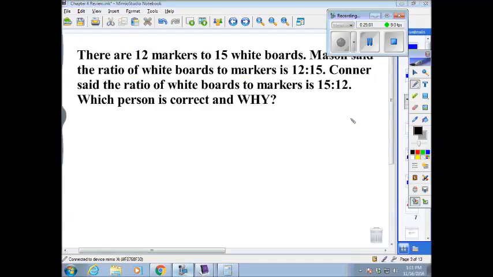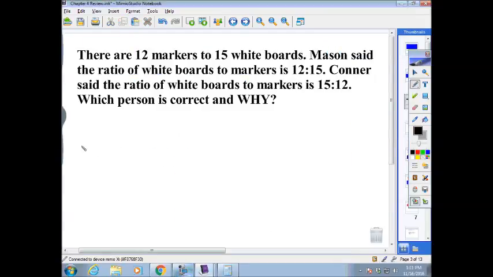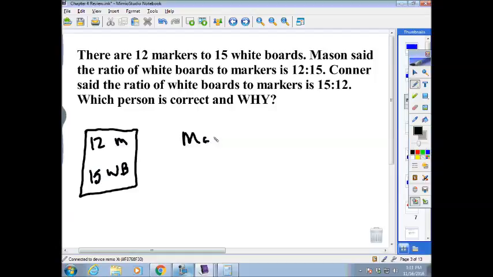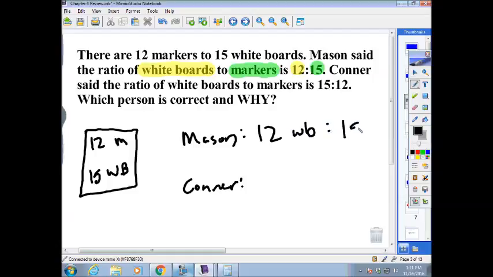All right, listen. Okay, this one, watch how I do this. I'm going to get my edge pieces out here. Guys, quiet. I'm going to get my edge pieces. I know that right there it says there are 12 markers for every 15 whiteboards. Then what I'm going to do is I'm going to write down what Mason said. I'm going to write down what Connor said because I'm just going to figure out what they said. And I look here and I see that Mason said the ratio of whiteboards he listed first is 12, and that he said markers second, which makes 15 the second number. So that means 12 whiteboards for every 15 markers, right?